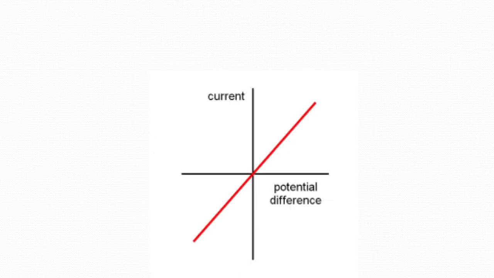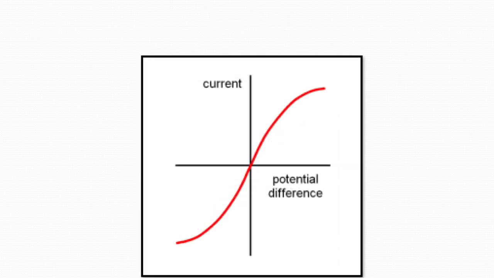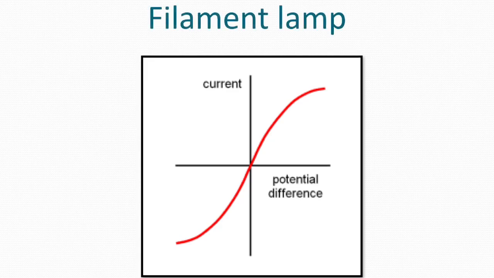What type of component will have a characteristic graph like the one shown? The answer is it's a resistor, although you could also have said a wire. Both have linear characteristics. Now see if you can identify this component. This would be a filament lamp, and you can see it's a non-linear component because as it gets hot, the resistance increases.